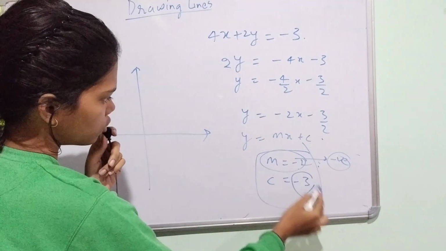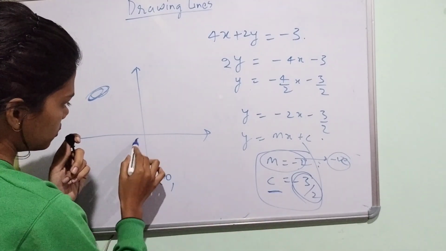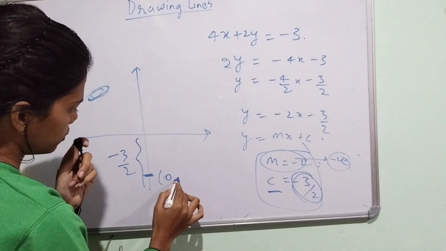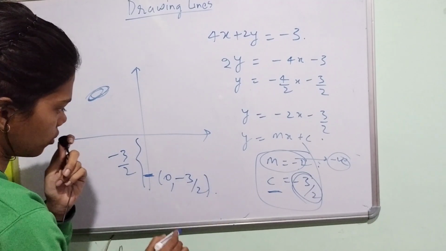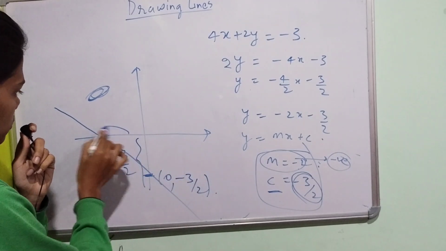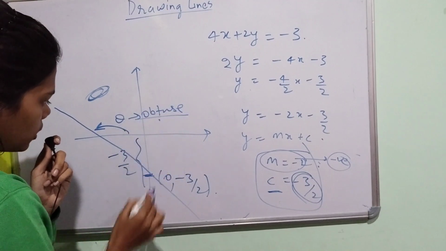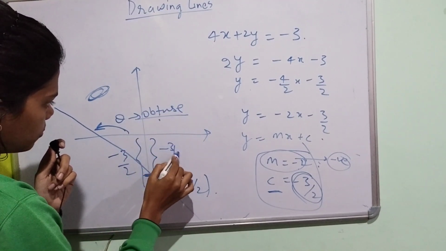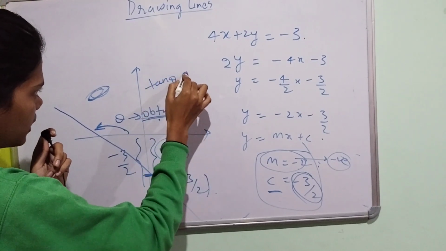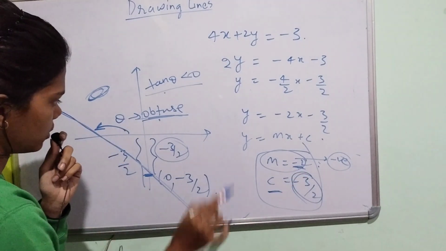Okay, c is also negative. The y-intercept is negative, it means it will go below the x-axis. So this is minus 3 by 2. Okay, so it will go something like this. This is c. Theta is obtuse, we can see theta is obtuse, and the y-intercept you can see is minus 3 by 2. As theta is obtuse, then obviously tan theta will be negative, and you can see tan theta is negative, which is minus 2. So the line should be like this.